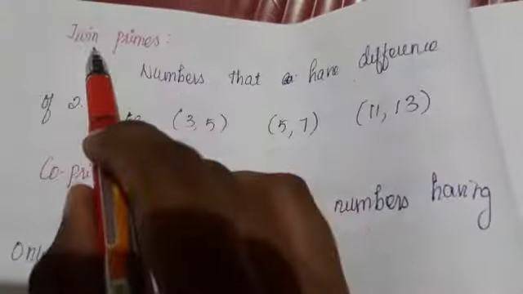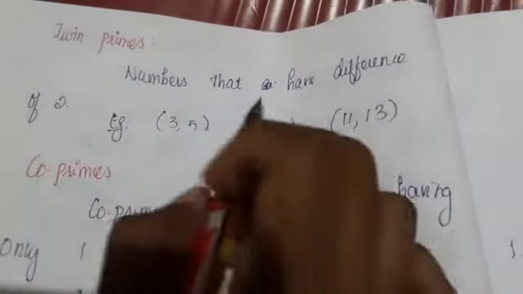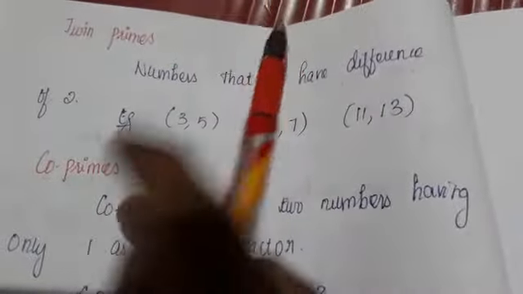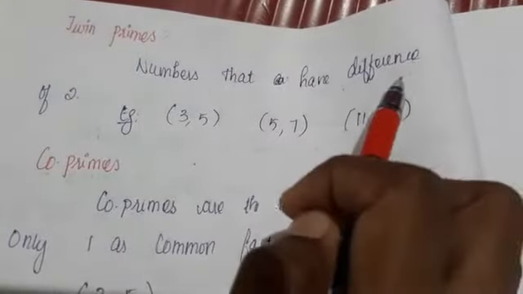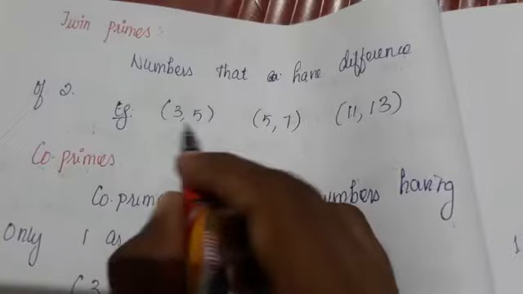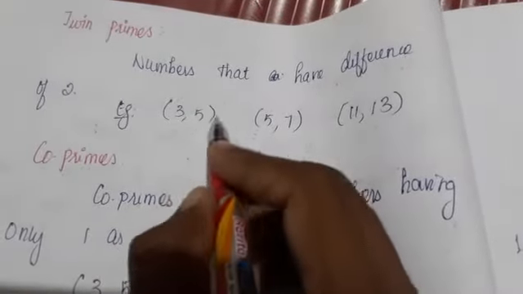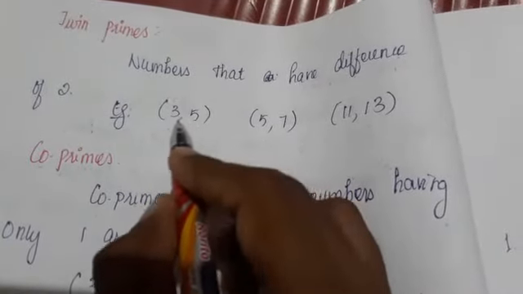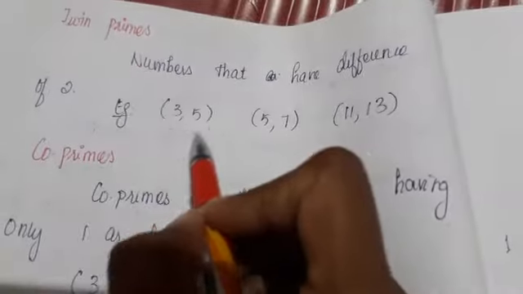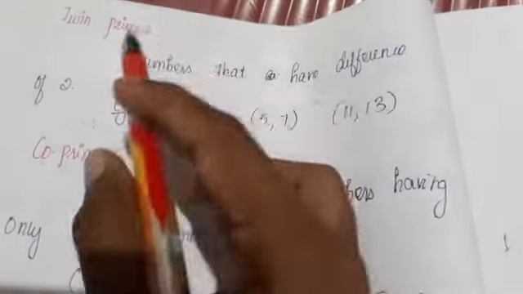One more term you need to know: twin primes. What are twin primes? Numbers that have a difference of 2. As you know, twin means two, right? For example, take 3 and 5. 3 is a prime number and 5 is a prime number. What is the difference between 3 and 5? It's 2, because 5 minus 3 is 2. So a pair of primes with a difference of 2 is called a twin prime.